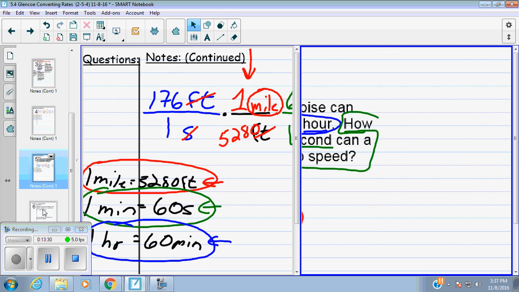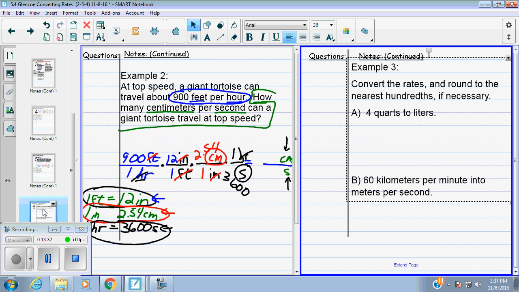The final page of this slide is example 3. So please copy down what you see. And I'm going to actually do this entire example 3 with you in the class, if you don't mind.